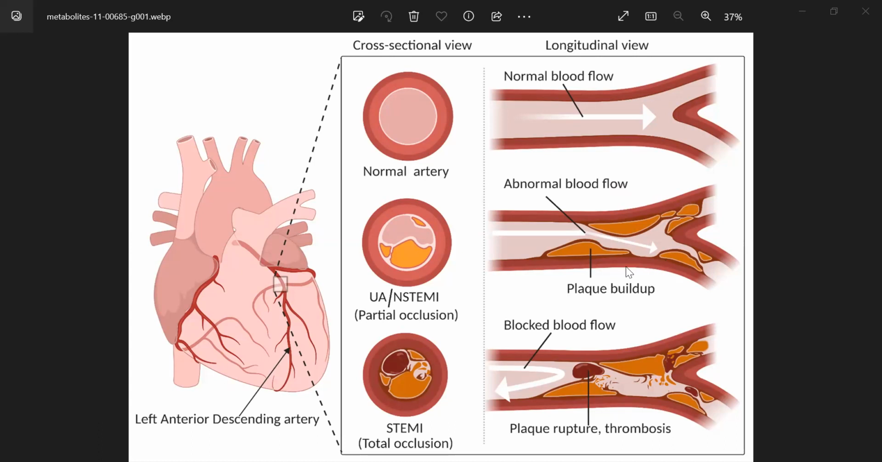And a smaller section of the heart is damaged. So it's just this part of the heart over here that would be damaged because there's not enough oxygen supplied to that part of the heart. And it is less serious than STEMI. So in STEMI, it's a complete block of the coronary artery, and a larger part of the heart is damaged.